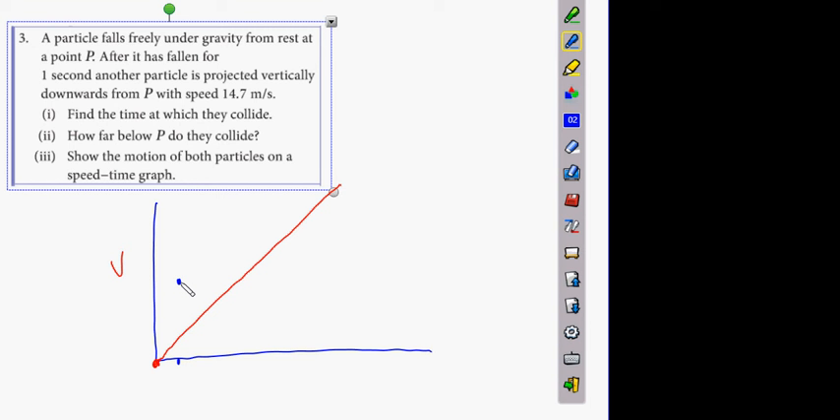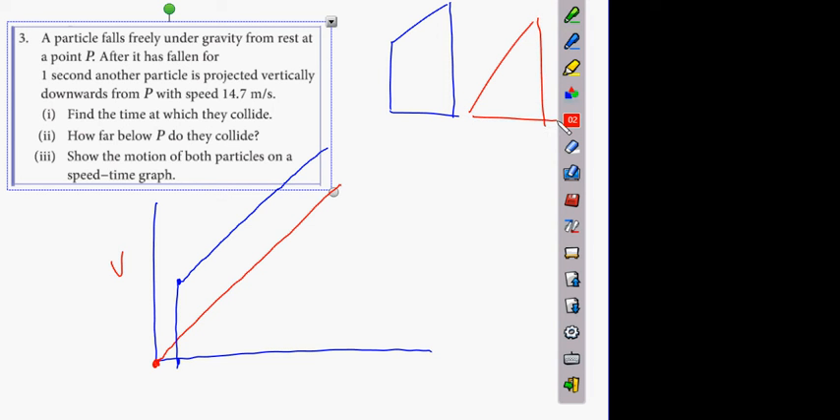What can I say about both lines? Why are they parallel? Same acceleration. And eventually, at a certain time, the shape of the blue one is a trapezium. So the area of the trapezium will eventually equal the area of the red triangle. When that happens, you know that both distances are the same, and that's where they collide. Okay, so that's your velocity time graph there. Very easy. Okay, moving on.